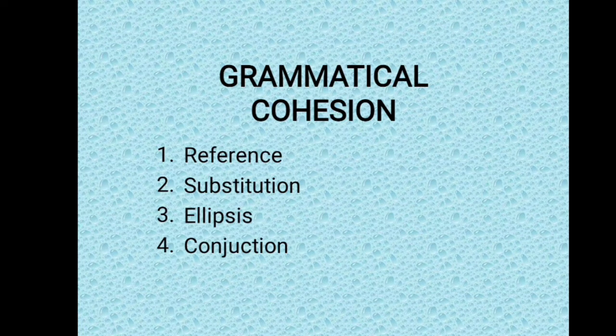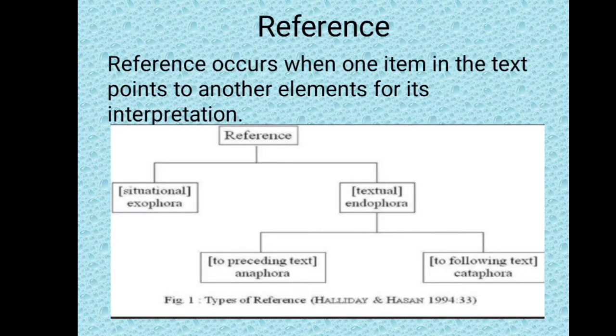Okay, now let's move on to our topic. Today, we will study grammatical cohesion, and the topic is reference, substitution, ellipsis, and conjunction. The first one is reference. Reference occurs when one item in the text points to another element for its interpretation.